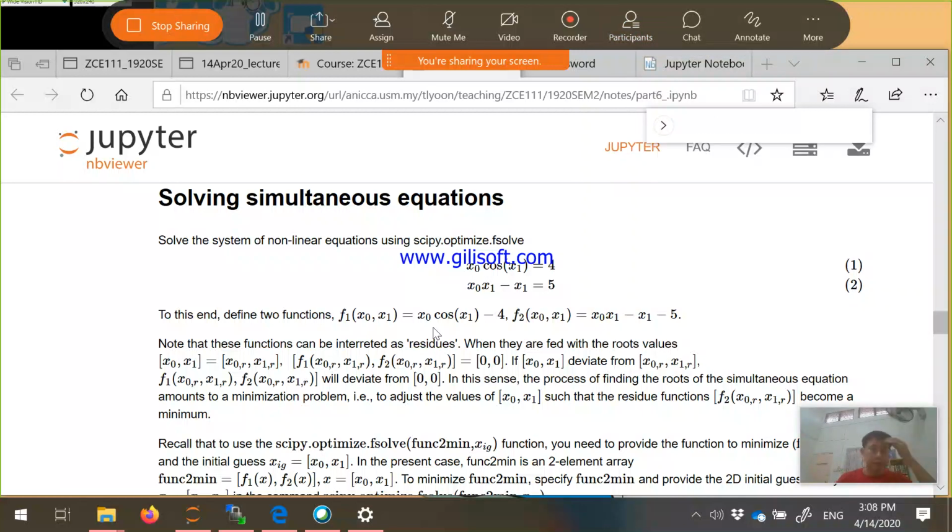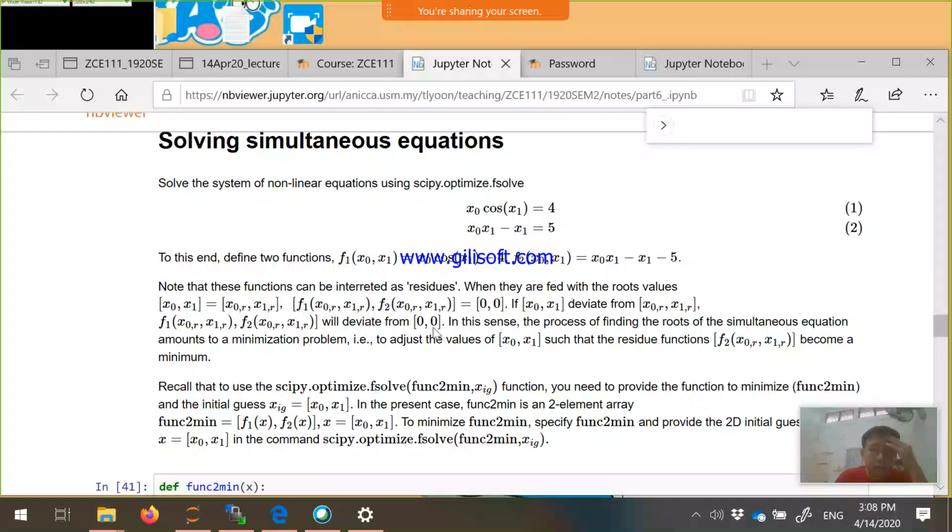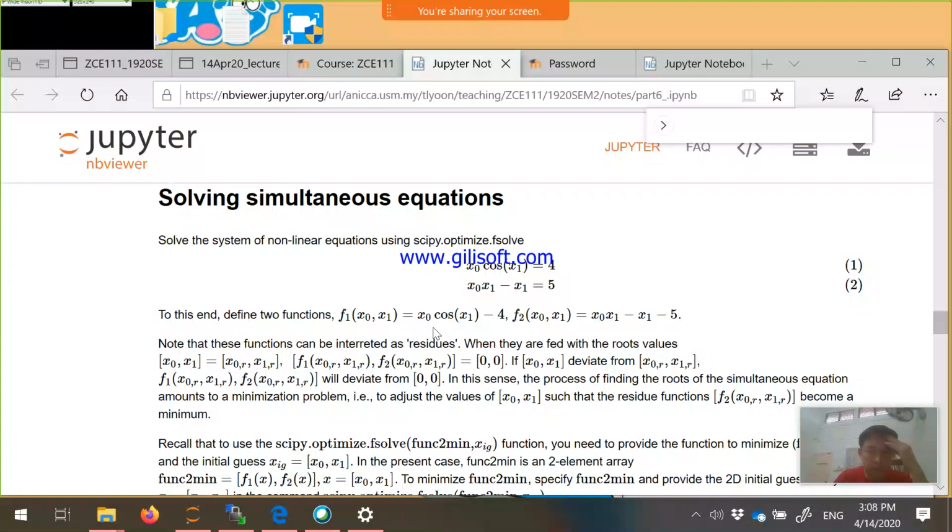Now our purpose here today is to talk about how to solve simultaneous equations. There are two equations, for example. Let's look at the screen. You can see that. Let's try to understand the problem. Now the problem here is that we have two simultaneous equations. Sorry, any questions?